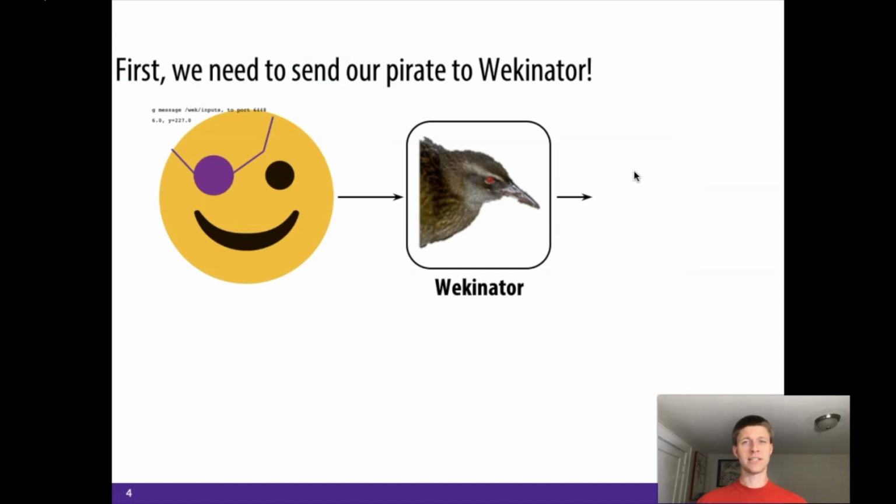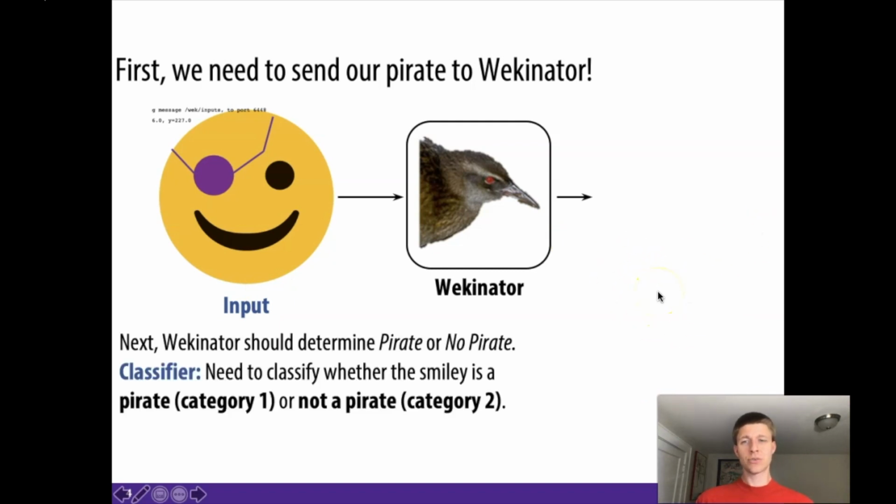So the way this works is the first thing we need to do is just send our pirate to Wekinator. And so in the language of Wekinator, the pirate over here is going to be an input to Wekinator. That's something that Wekinator is going to get and take in. And then on the other side here, we're going to have an output. And if we think about that, that's going to be that answer, pirate or not pirate. Again, in the terminology of machine learning, what we're building is called a classifier. So we need to classify whether this smiley is a pirate.